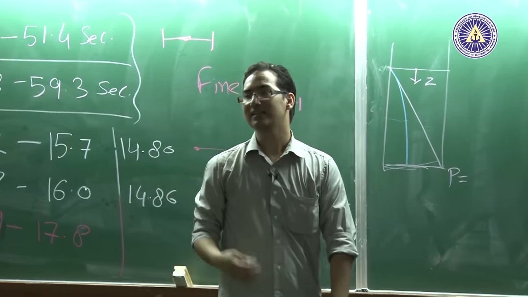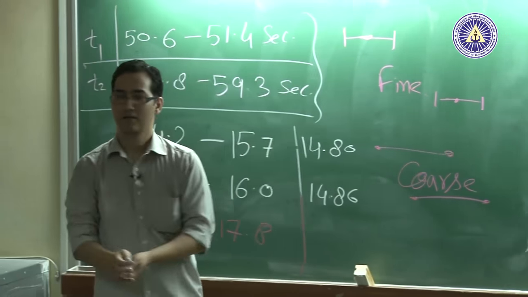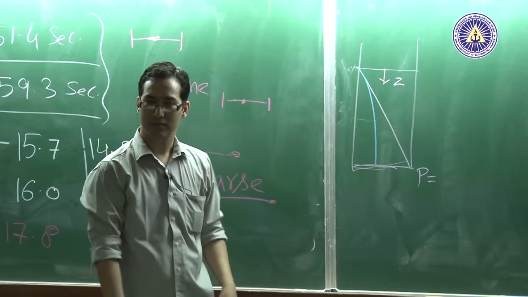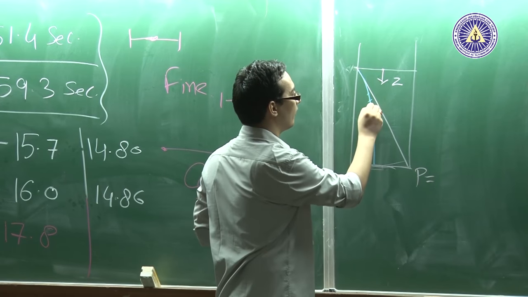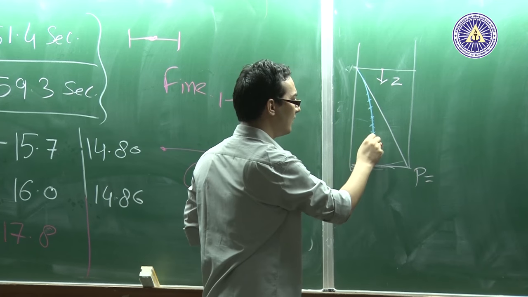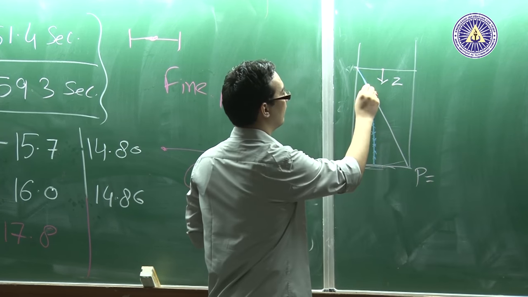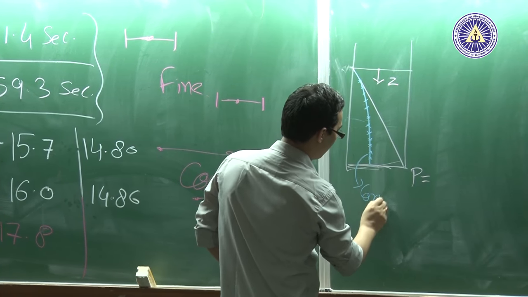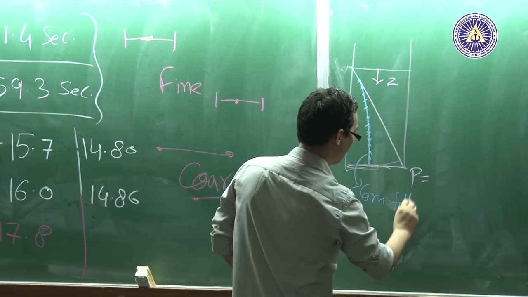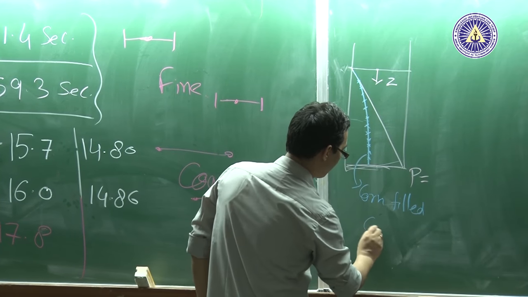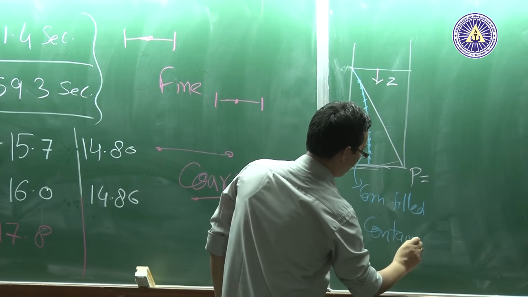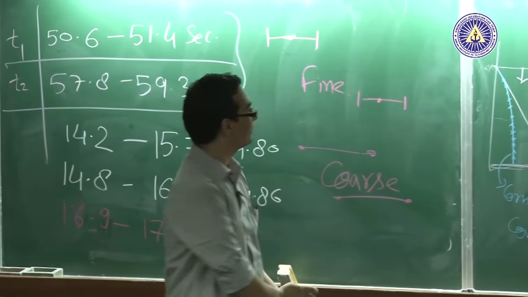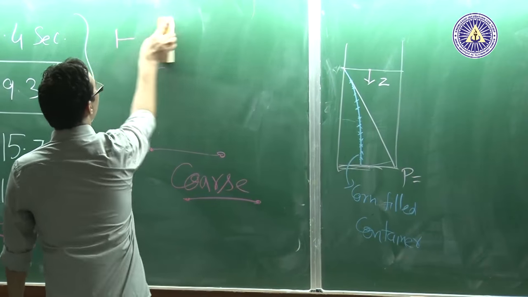Can anybody guess why this might be happening? I'm telling you that somebody did this experiment and found this. Can you tell us what could be causing this? It's relatively easy to guess. Okay, this is the experiment, this is for the corn. Can somebody guess what might be happening here?